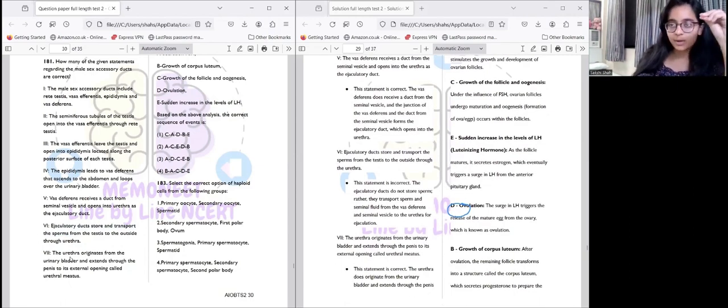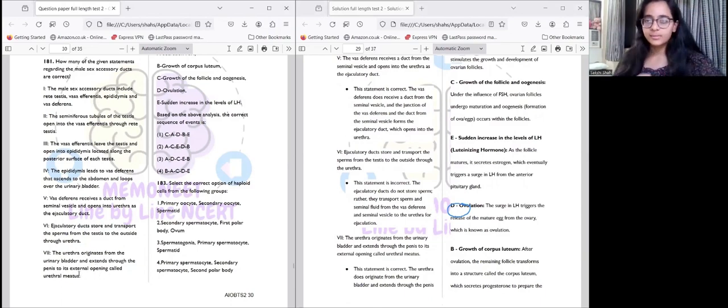Now let's see all the correct statements one by one. For the seventh statement, the urethra originates from the urinary bladder, obviously. So we have the bladder, then we have the ureters, and then there's the urethra also. From the bladder, it extends to the penis to the external opening called the urethral meatus. This is correct. It's basically anatomy. I cannot explain much, but it's anatomically a correct statement. For the sixth statement, we discussed that it's wrong, as the ejaculatory duct does not store it. It just helps in transfer to the outside through the urethra. Next is vas deferens receives a duct from the seminal vesicles and opens into the urethra as the ejaculatory duct. That is correct. That's what we said, right? Ejaculatory duct through the urethra.